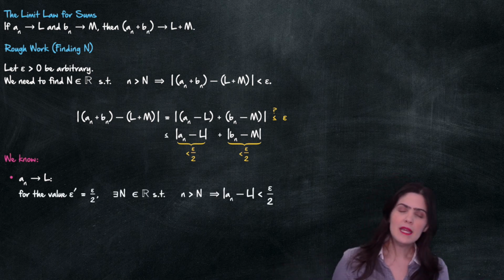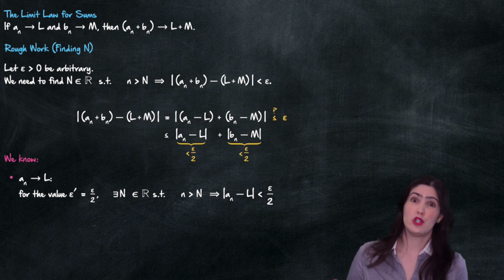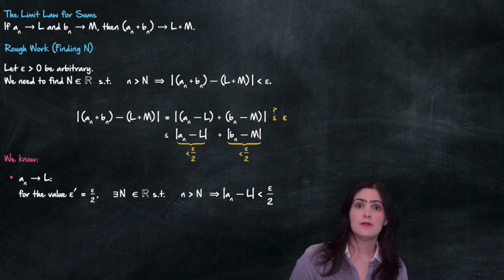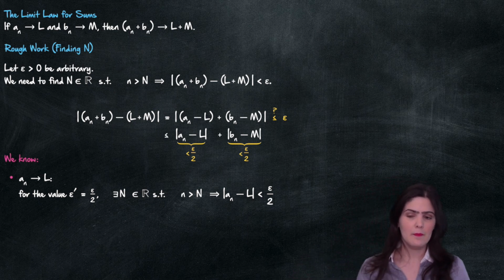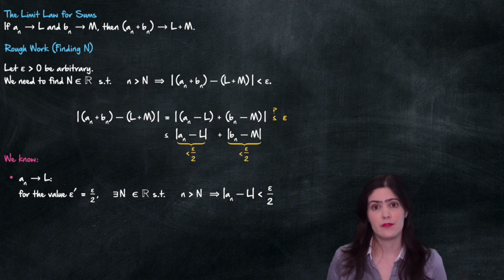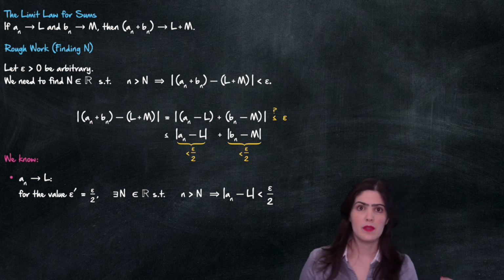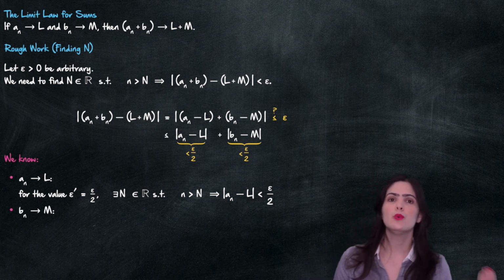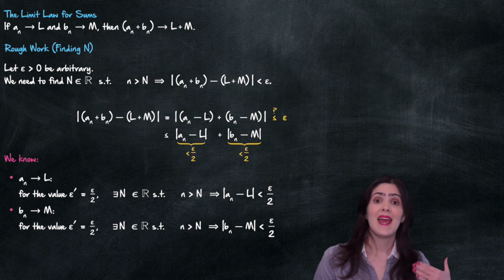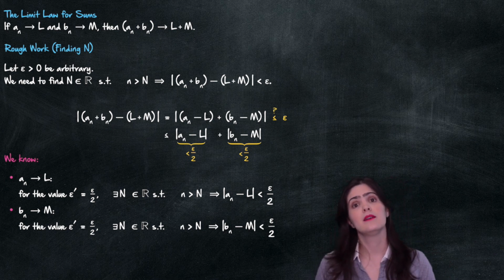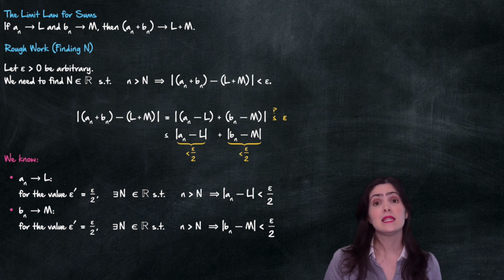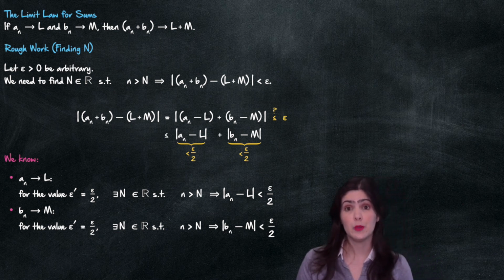So if I take that epsilon prime to be epsilon over 2, then I can find an n such that if little n is bigger than that big N, then the distance between an and L is less than epsilon over 2. And now we can do the same thing with the bn's, right? We know that bn converges to m, so then I can find a capital N such that if n is bigger than that capital N, then the distance between bn and m is less than epsilon over 2.